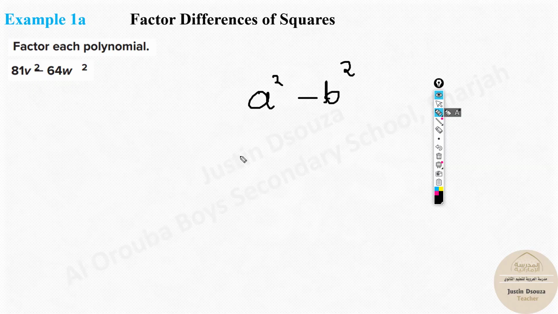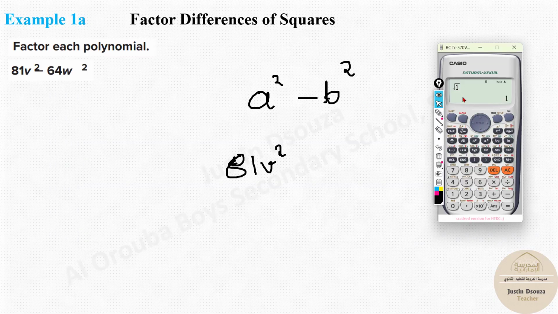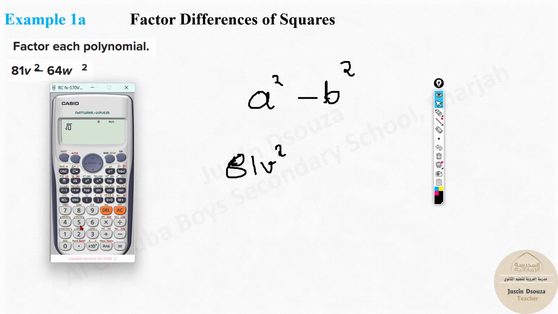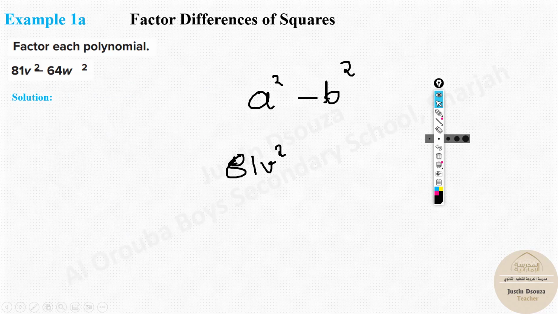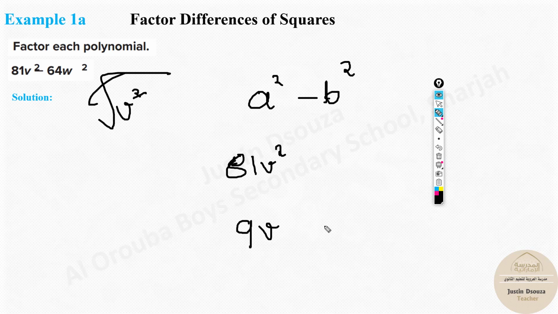Look only at the first term, 81v squared. Take the square root of this. The first part can be done in calculator because it's a number. The square root of 81 is 9. And what about the next one? 64 is 8. You can try this, but it's very simple. You will get simple numbers, so it's not a big bother. Now here, 81 would be 9. What about the square root of v squared? Square root and square cancel, you're remaining with v.